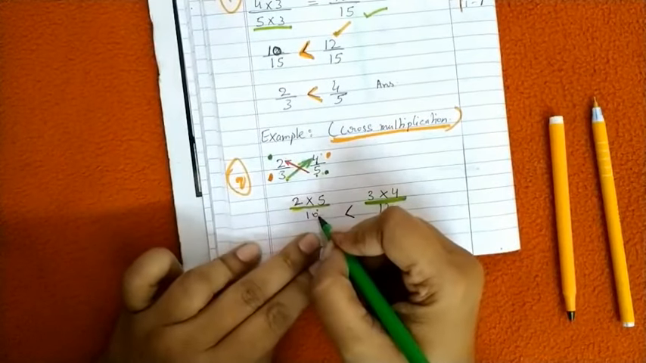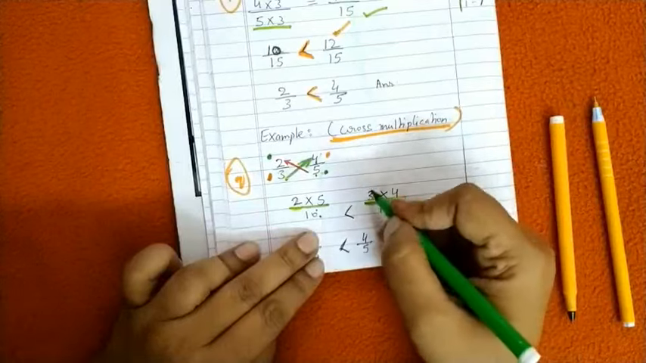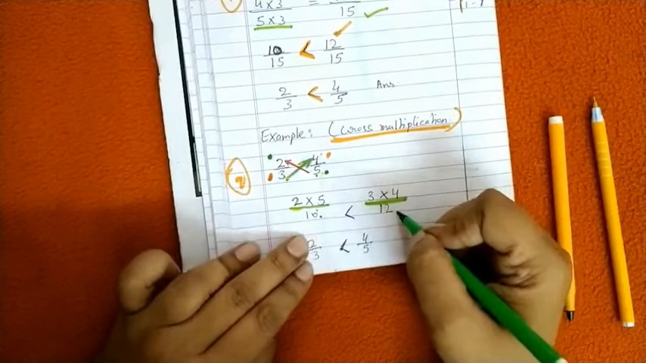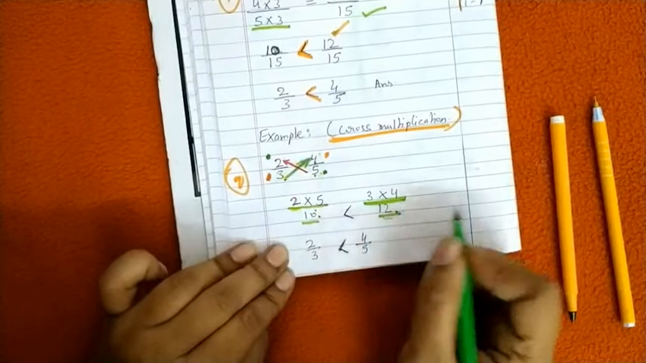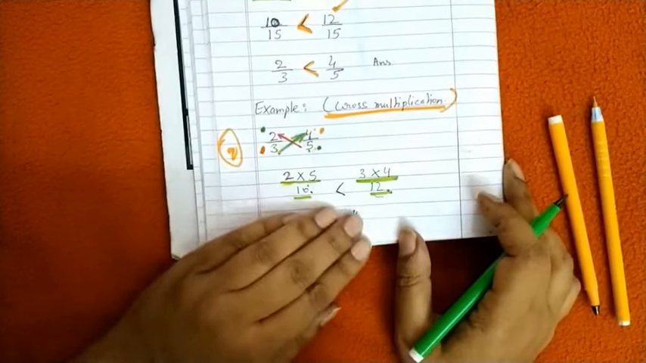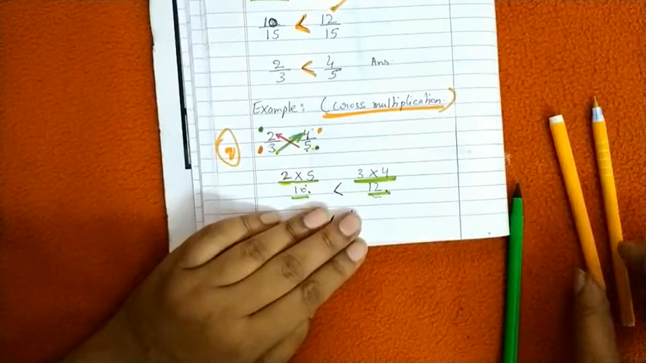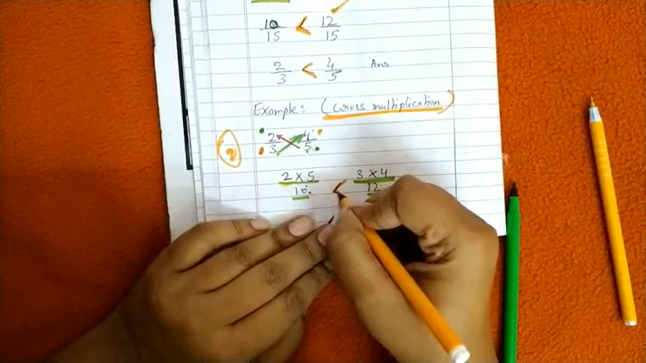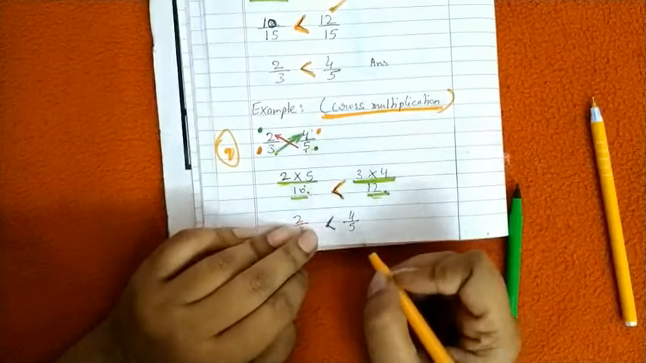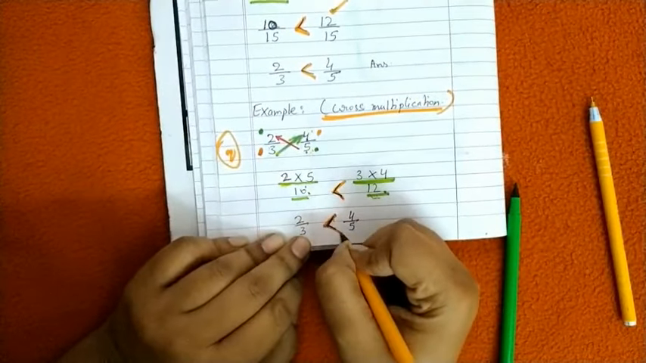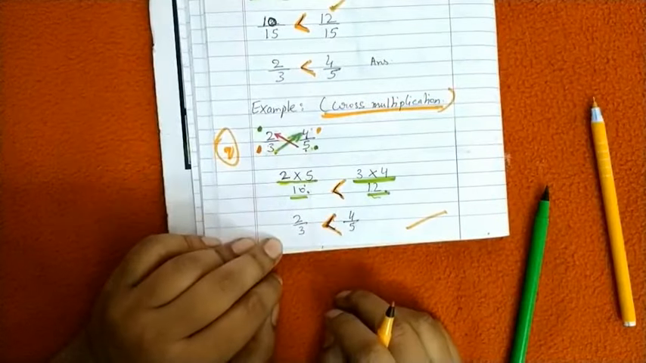So 2 times 5 is 10 and 3 times 4 is 12. You can see here. Now, is 12 bigger or 10 bigger? 12 is bigger. So the fraction 4 upon 5 is greater than 2 upon 3. Is it simple, children?